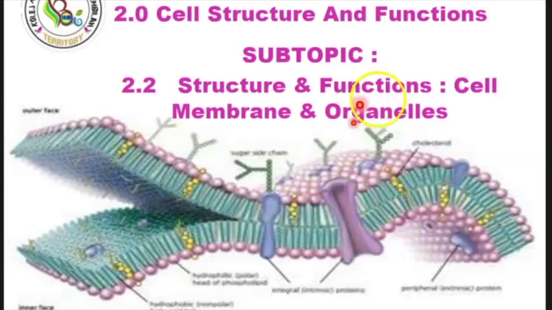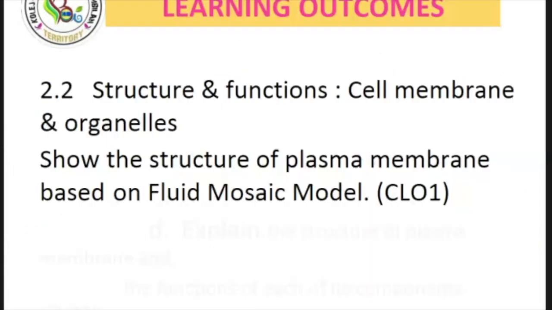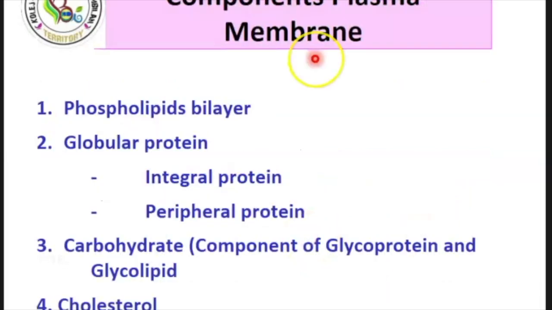Next subtopic, the structure and function of cell membrane and organelle. Our learning outcome is to show the structure of plasma membrane based on the Fluid Mosaic Model. Here are the components of plasma membrane. First, phospholipid. Second, globular protein including integral protein. Third, carbohydrate, which is a component of glycoprotein and glycolipid. Lastly, cholesterol.